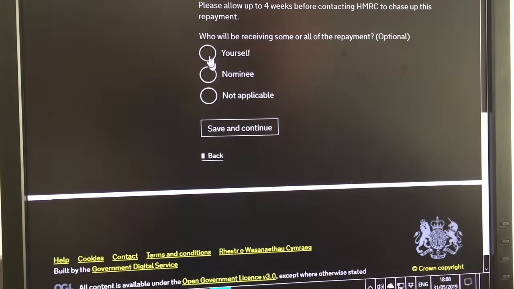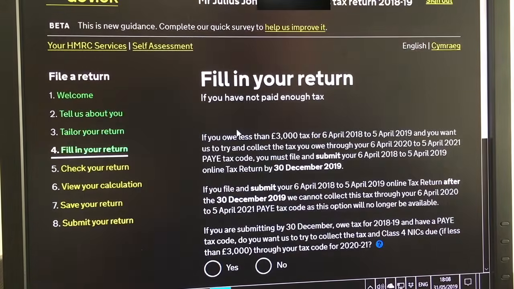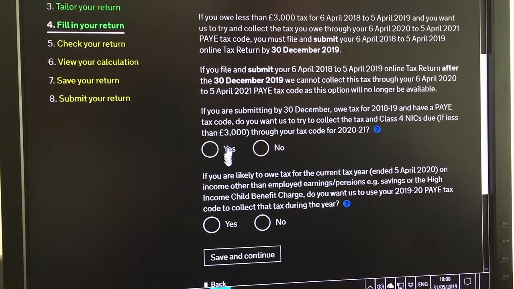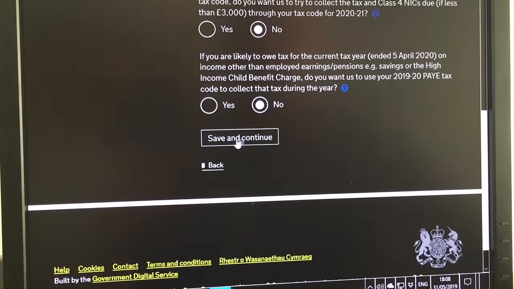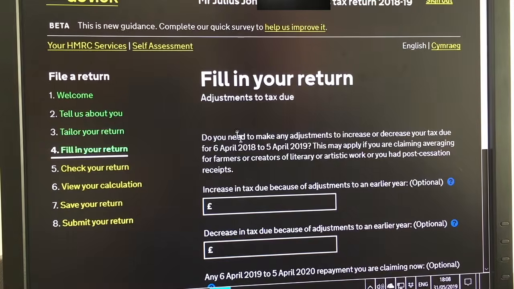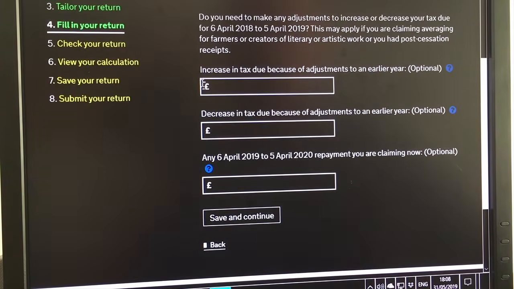Yourself. Oh, this is about refunds. I'm going to say not applicable. Where do you want it to go? You could say yourself, and you would put in your bank details if you wanted to go straight to your bank. But I'm saying not applicable just to make it quicker. This is not applicable if you're self-employed. This is if you want your tax collected via your PAYE code if you're employed. You can do so if it's under a certain amount, but I'm going to say no there. And also I don't want anything collected during the year, but that's not going to be applicable if you're self-employed. Right, gosh, it's loads of it, isn't there?